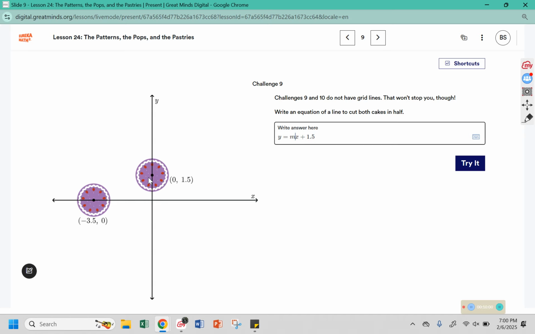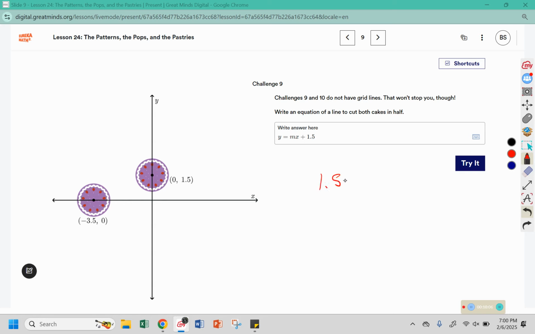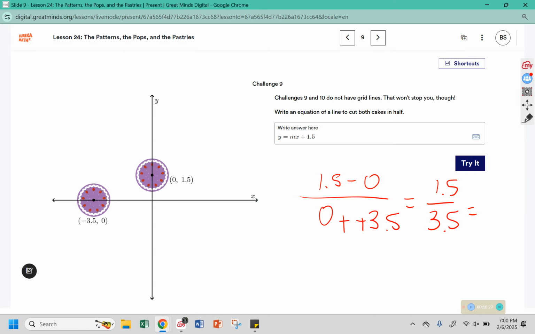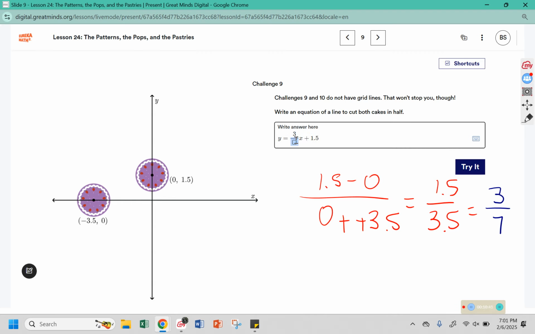And then to find the slope, we can use the y2 minus y1 over x2 minus x1 strategy. 1.5 minus 0 is 1.5. 0 minus negative 3.5 is positive 3.5. To get rid of the decimal in the fraction, we can multiply by 2. 1.5 times 2 is 3. 3.5 times 2 is 7. So we can use a slope of 3/7. And the slope is labeled with m.